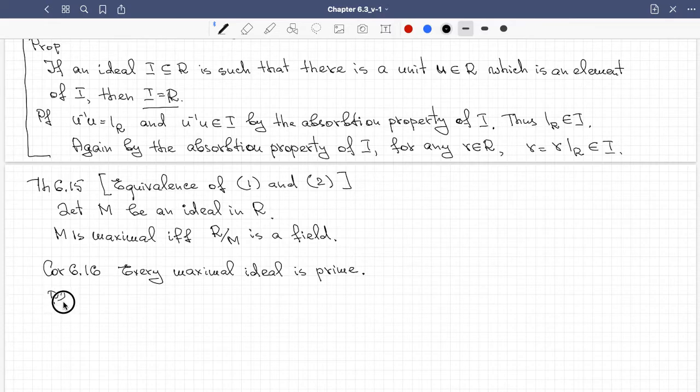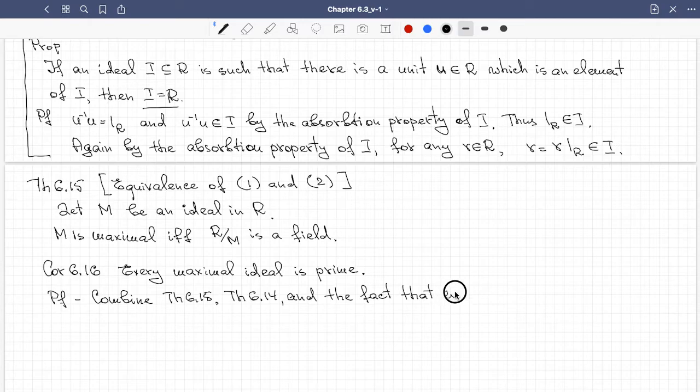So, proof: combine theorem 6.15, theorem 6.14, and the fact which we proved in the past somewhere, at the very beginning when we discussed the definition of rings, the fact that every field is an integral domain.